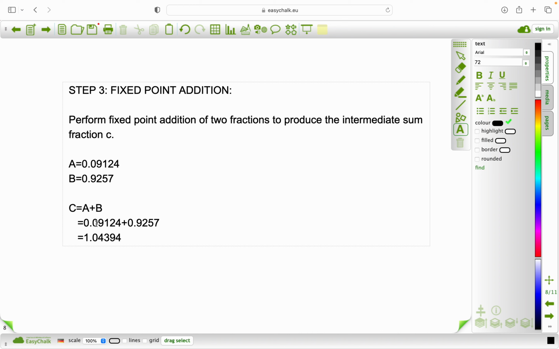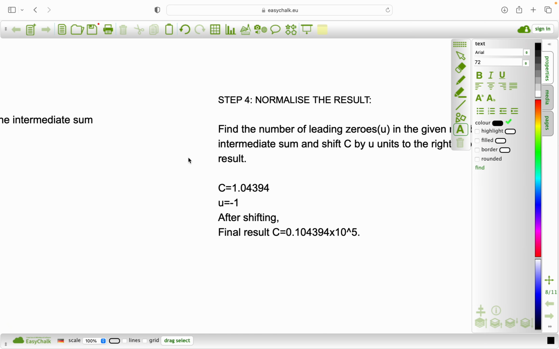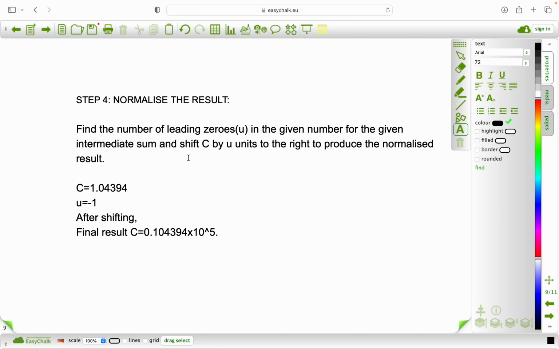Now after adding these two, we're going to get 1.0104394. Now this will be the intermediate sum. The process is not completed yet. This is the intermediate sum, and in the last step we're going to normalize the result. Now this normalization means that after the point itself all the digits should be there, before it nothing should be there.